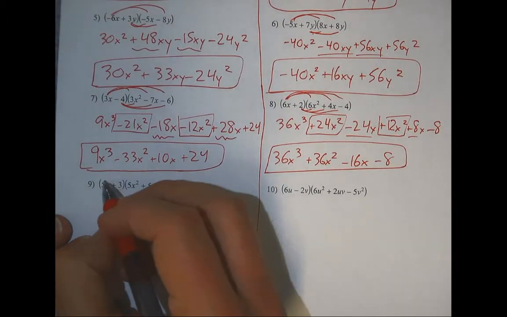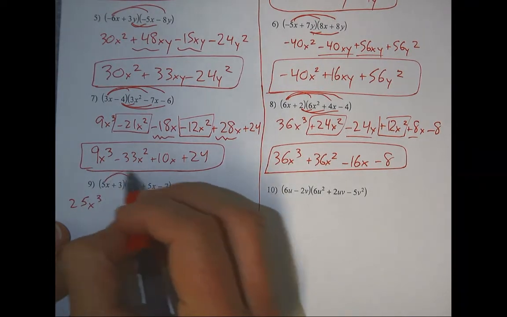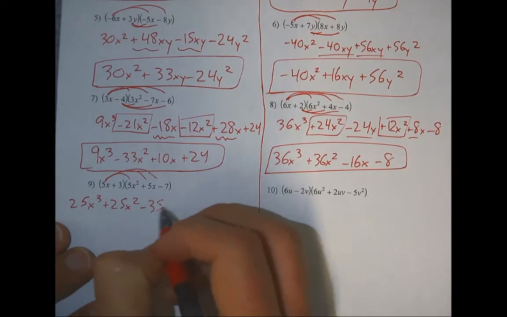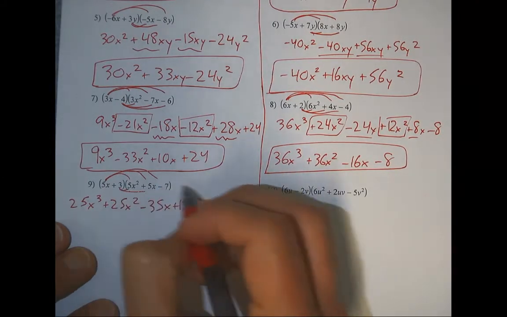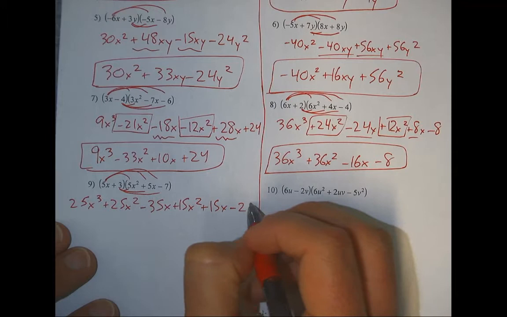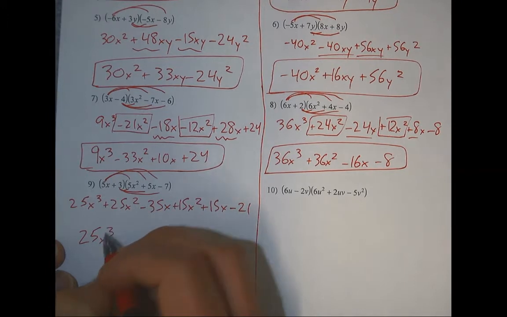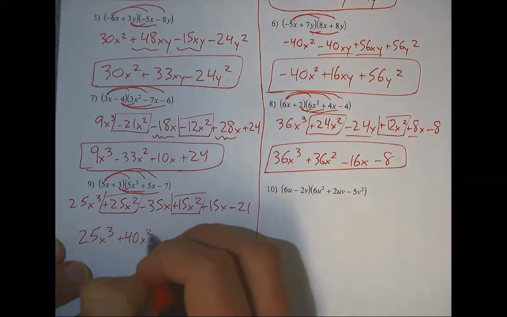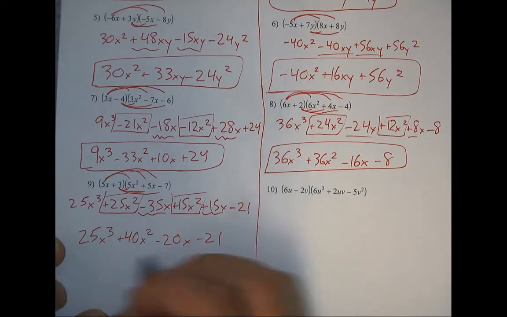Number 9, same idea. 25x to the third, 25x squared, 35x. Multiply. 15x squared, 15x, negative 21. All right, only x to the third, so it comes down. X squared and x squared, that's 40. X and x, that's negative 20x minus 21 tags along.